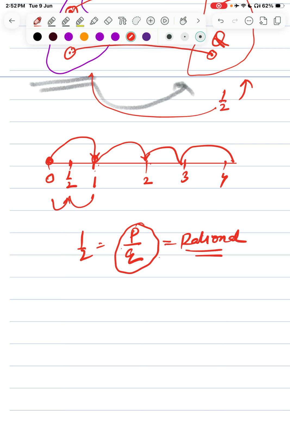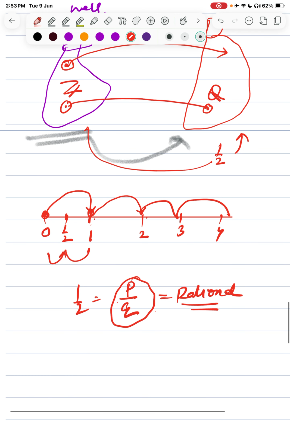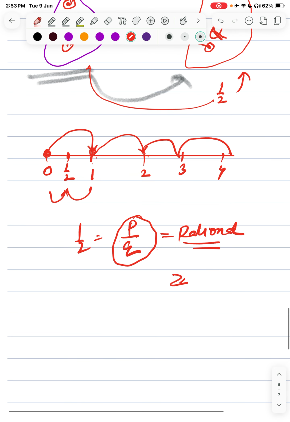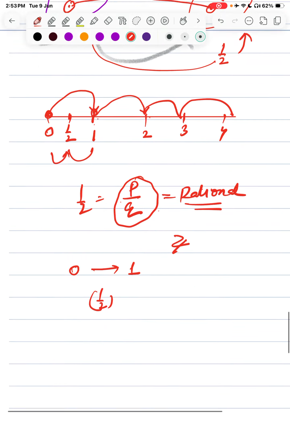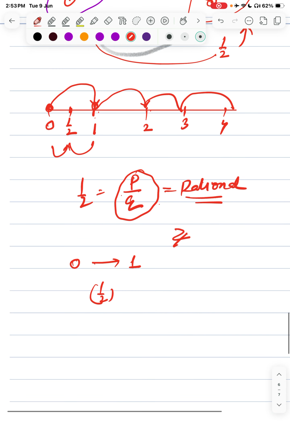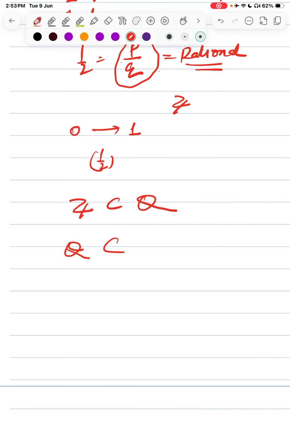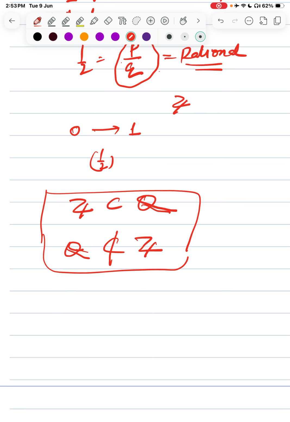If you are able to write any number in the form of P by Q, you will say it is a rational number. But this number does not belong to the set of integers, because after 0 the number you will get is 1, and 1 by 2 lies between 0 and 1. So again, the set of rational numbers is bigger than the set of integers. Or you can say Z is contained in the rational numbers, but the set of rational numbers is not contained in Z, the set of integers.